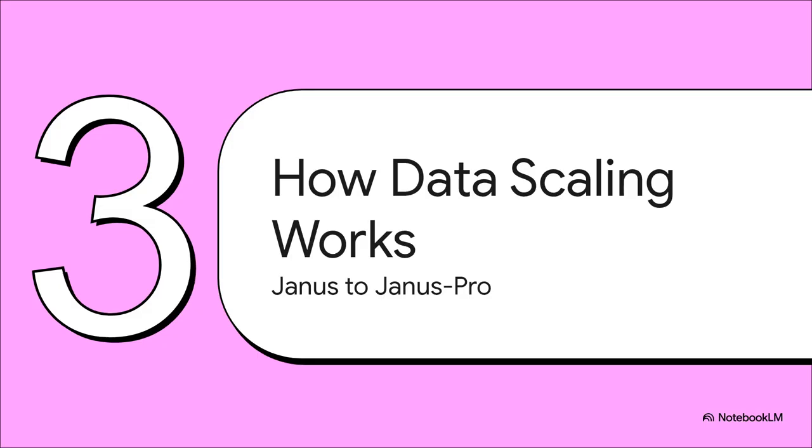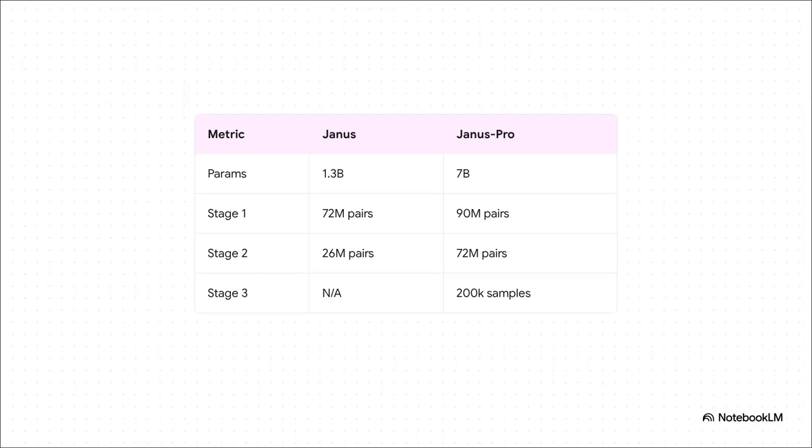Section 3, how data scaling works, specifically looking at the jump from Janus to Janus-Pro. Having the right architecture is great, but it's only half the battle. Scale is the other half. The original Janus model from October 2024 definitely proved the decoupling concept worked, but it was relatively small at 1.3 billion parameters. Janus-Pro? It dramatically cranks that up to 7 billion parameters.